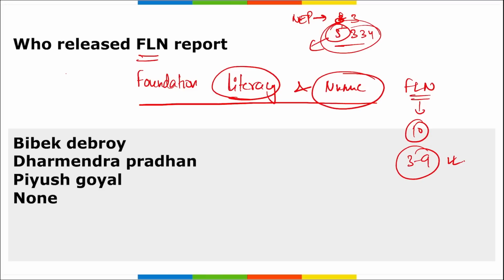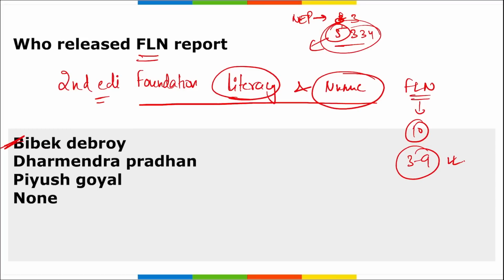So this second edition of the FLN Foundation Literacy and Numeracy report was released. The question asked here is, who has released this report? So remember, the chairman of the Economic Advisory Council to the Prime Minister, Vivek Debroy, has recently released this FLN report. That was the second edition of the FLN report that was recently released.